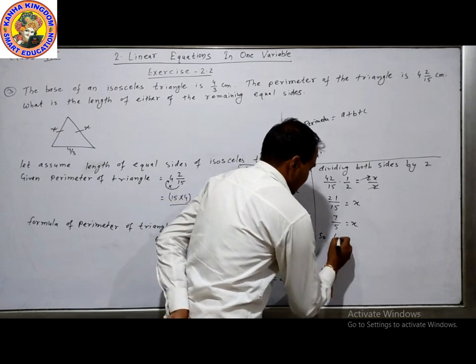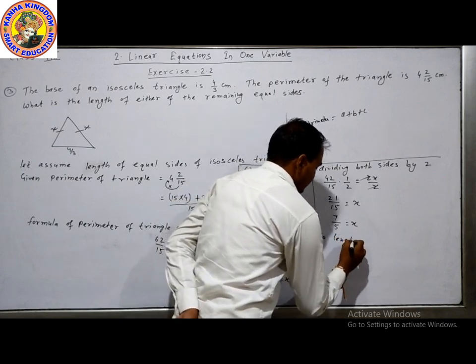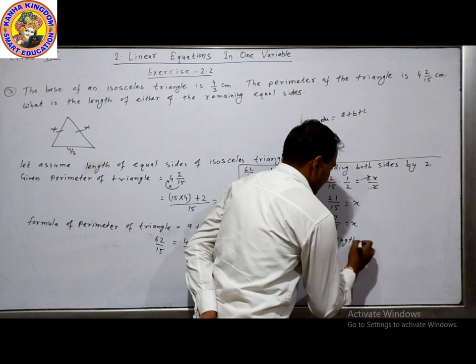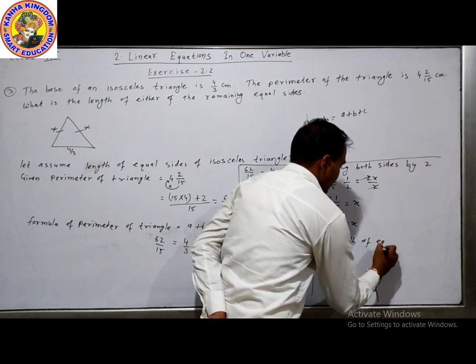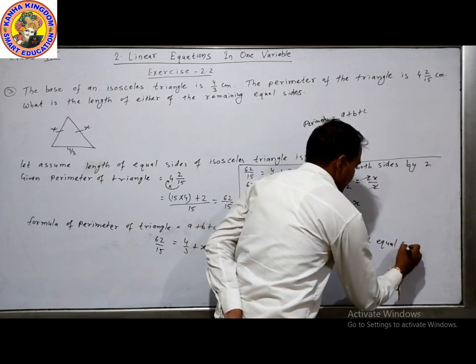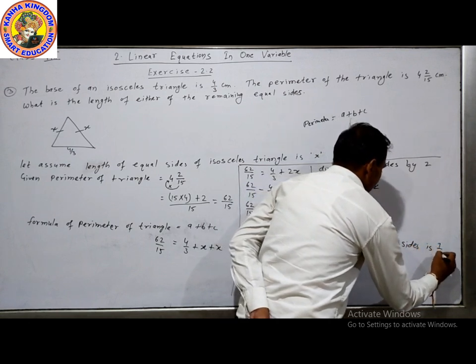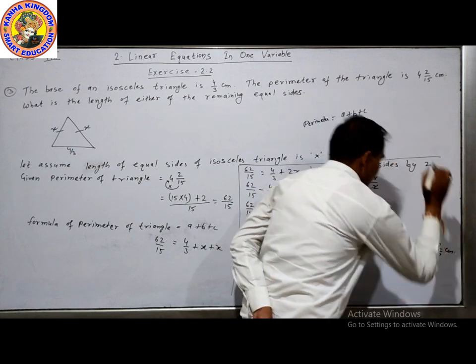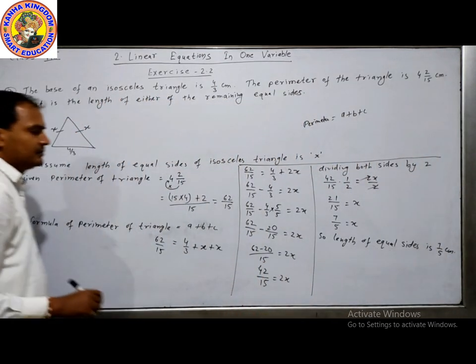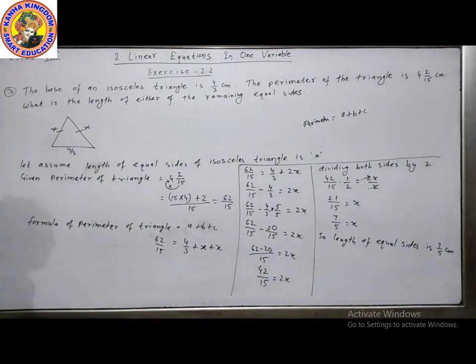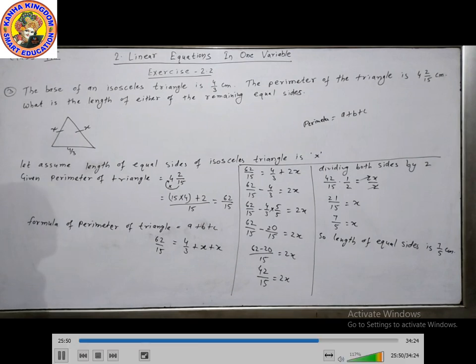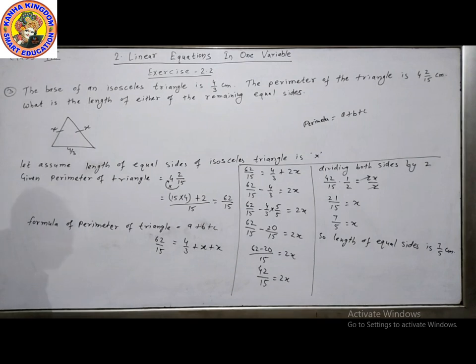So the length of equal sides is 7/5 centimeter. So the length of the equal side is 7/5 centimeter.